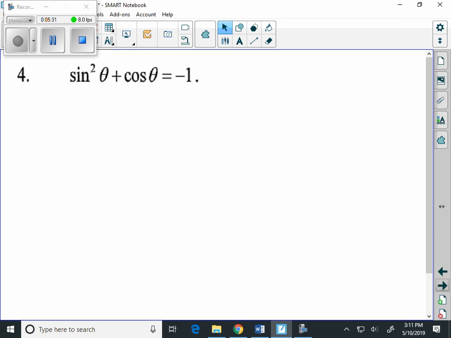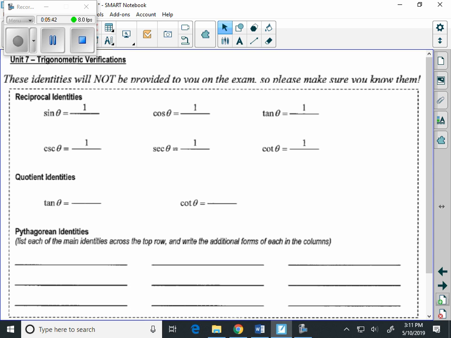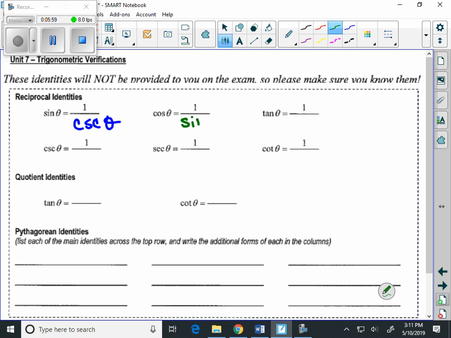On problem number 4, we need to use one of our identities to solve this. I'm going to flip the page here for a minute and then come back to this one, because here are the identities. Let's take a look at these and fill them in. Sine of theta is 1 divided by cosecant of theta. Cosine of theta is 1 divided by secant of theta. Tangent of theta is 1 divided by cotangent of theta.